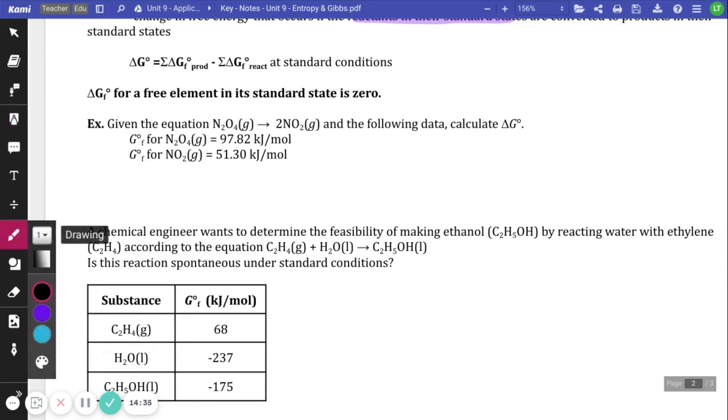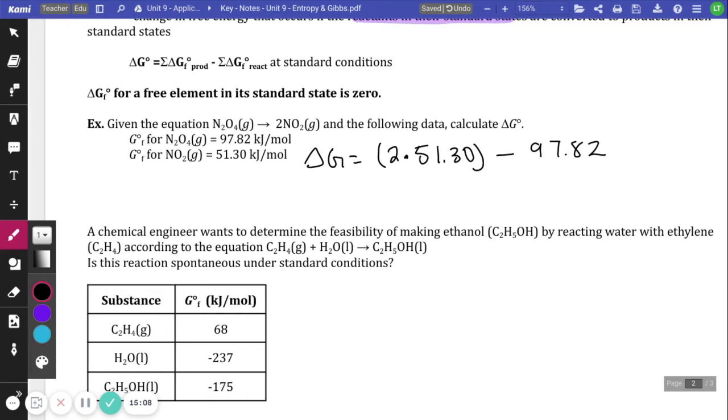All right, so we are going to start with the first one, which says, given the equation N2O4 produces 2NO2 and the following data, calculate delta G. Delta G is equal to the sum of our delta G of our products, which would be 2 times the formation for NO2, which is 51.30, minus that of our reactants, which is 97.82. And we'll go ahead and solve that one.